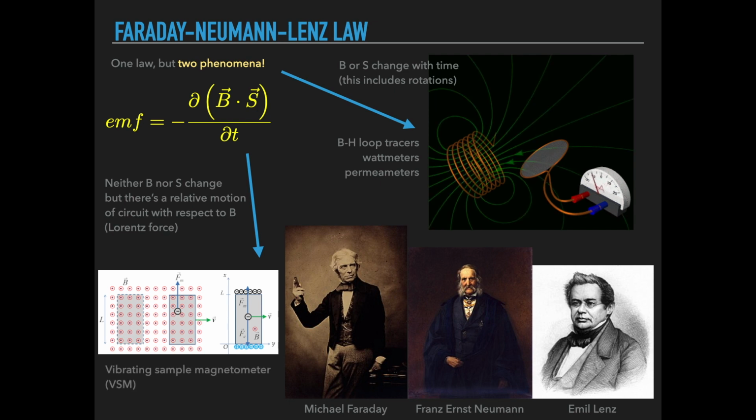The second condition, when the magnetic field is uniform, the cross-section of the coil is constant, but the coil moves through the uniform magnetic field, is exploited in a different setup that is called the vibrating sample magnetometer.